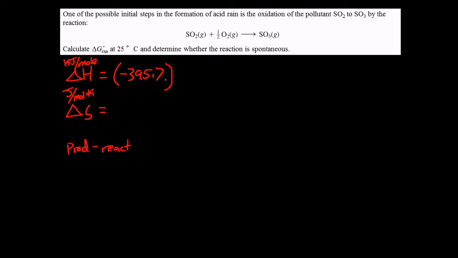And that is our only product, and it has a coefficient of 1. So we're just going to leave that as is. Then we're going to subtract from that our reactants. The SO2 is actually right above it on the table. That's negative 296.8.